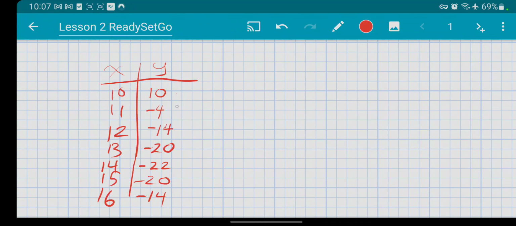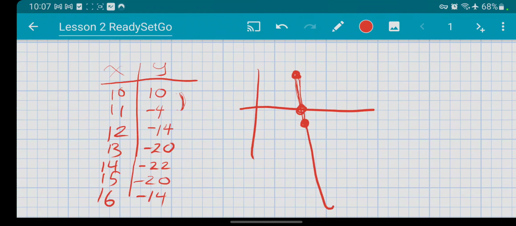Well, the outputs are 10, then -4. Hey, well, already something happened there. It went through 0. So just as a sketch, let's see, we're up at 10, 10. Let's say that's up there. And then we're at 11, -4. So even though it's not in the table, mathematically we know that the relationship must pass through there. There's an x-intercept. And then it goes down, down, down, down, down.